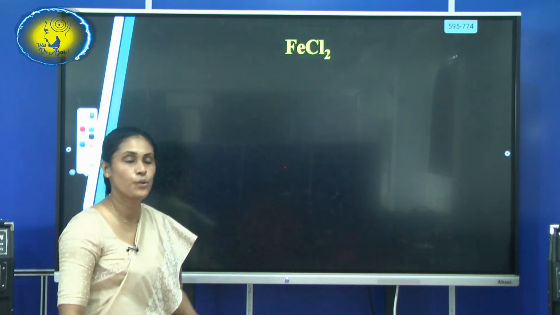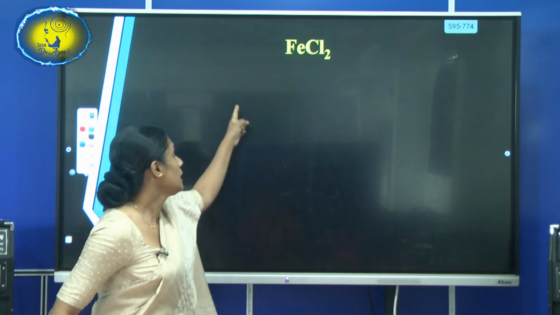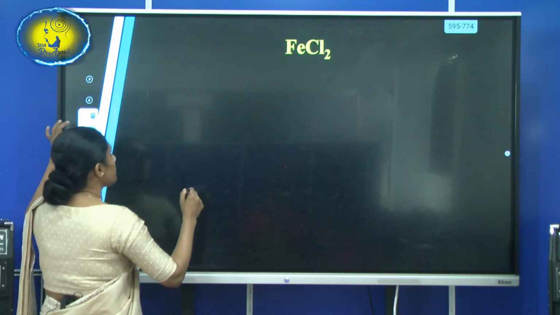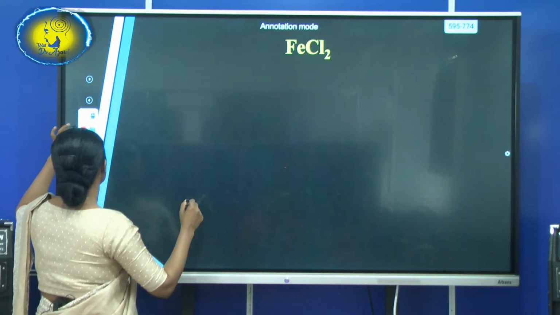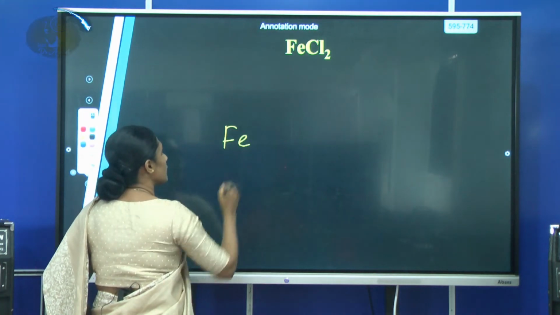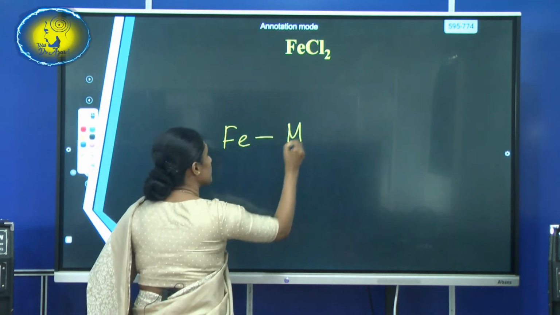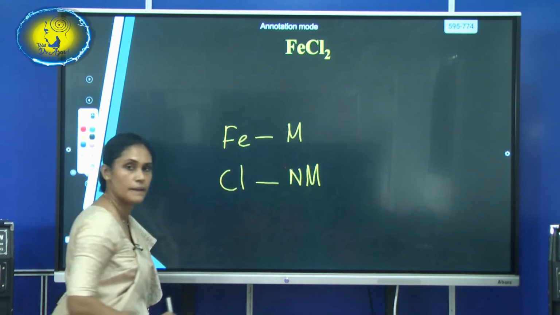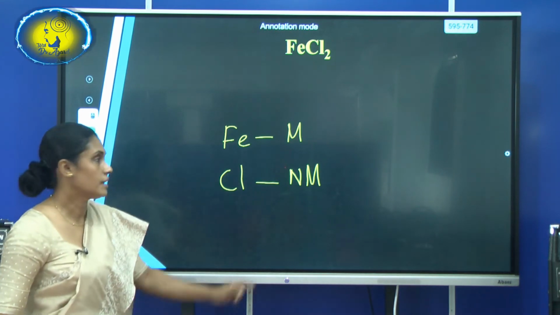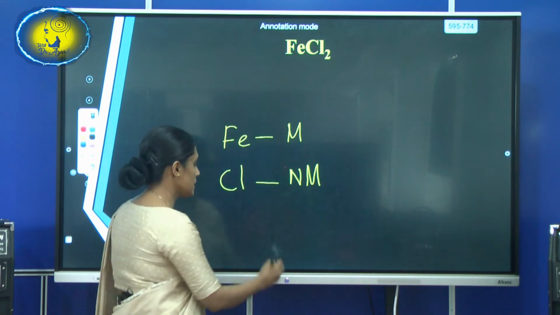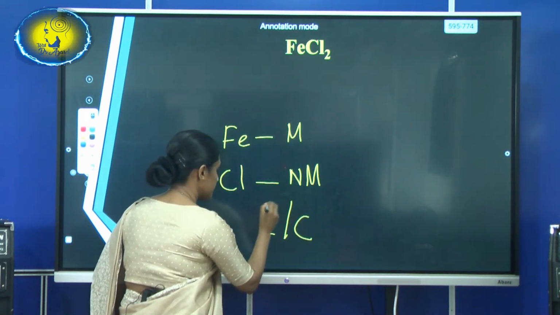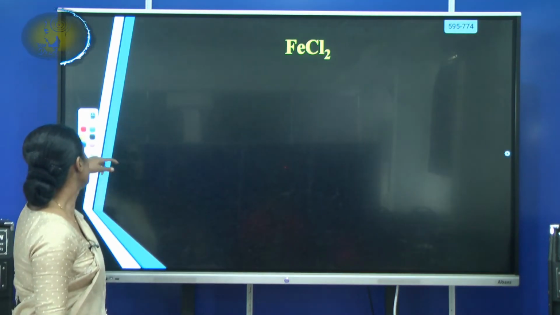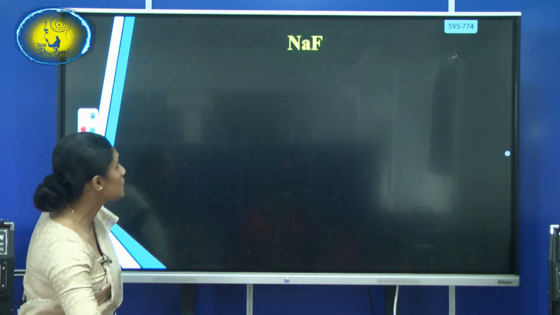Iron(II) chloride. You know iron has many oxidation numbers. Here iron has 2 oxidation number. So let's discuss this. Iron is a metal. Chlorine is a non-metal. It's a gas. What is the formation? A metal and a non-metal. The formation is an ionic bonding. Right? Then we'll move to the next one.